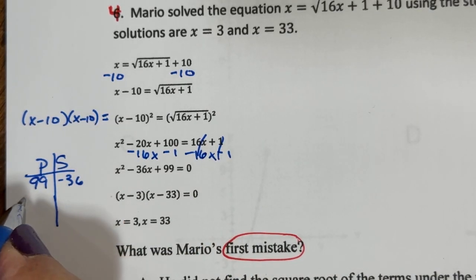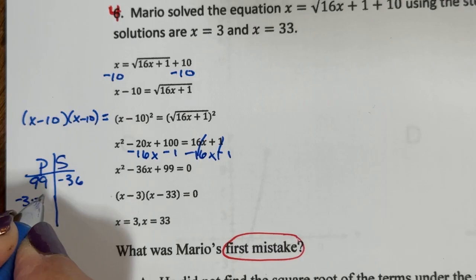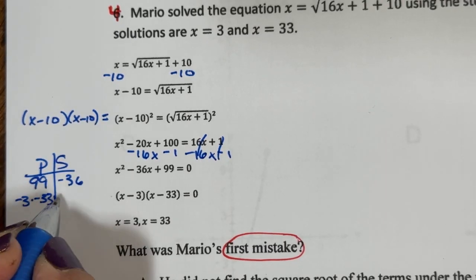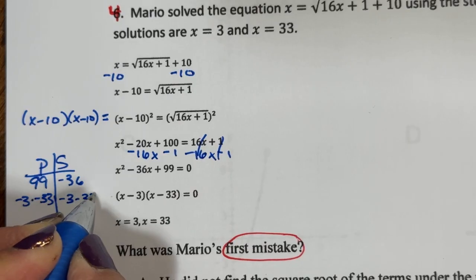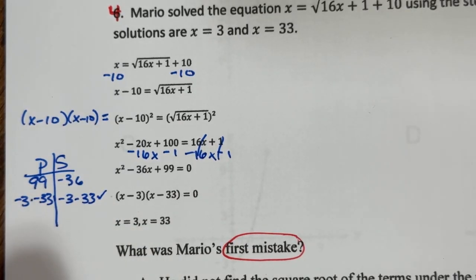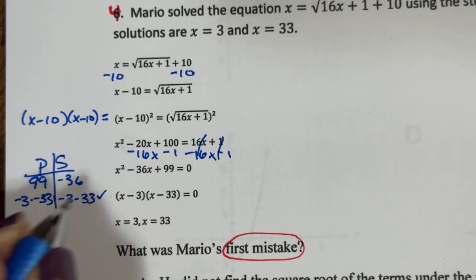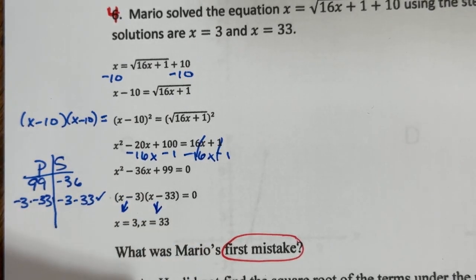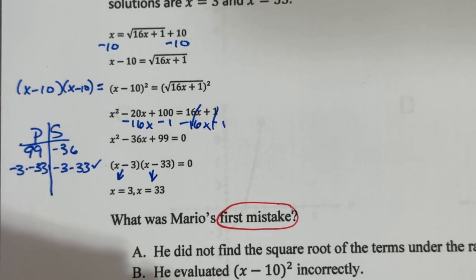Well, let's test out x as negative 3 times negative 33. Negative times negative is positive, and 3 times 33 is 99, and negative 3 minus 33, yeah, that's going to equal negative 36. So he did good. (x minus 3)(x minus 33). And then when you solve it, you're going to get x equals 3 and x equals 33. When you add the 3, add the 33 to both sides, you're going to get positive values.